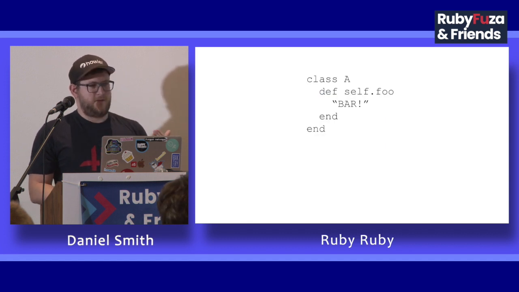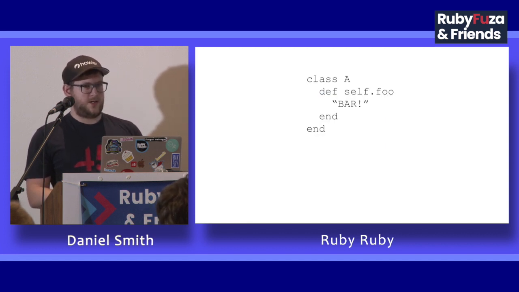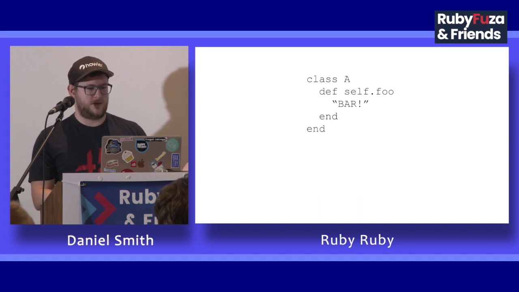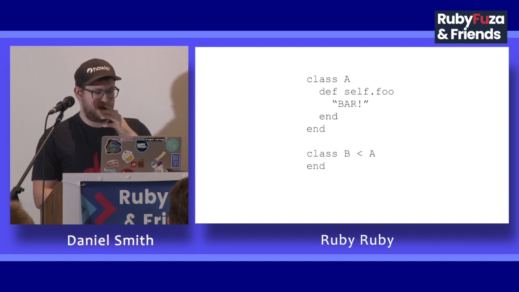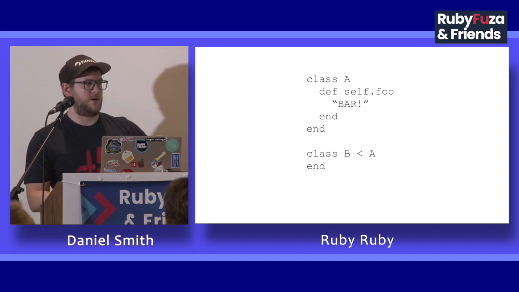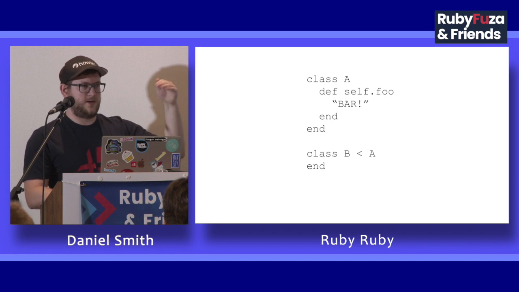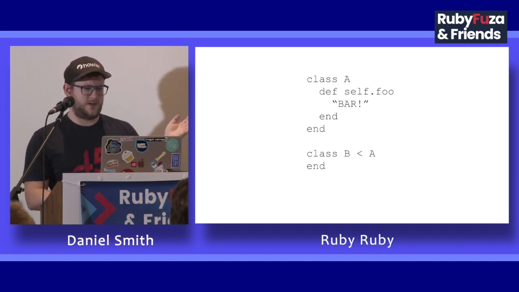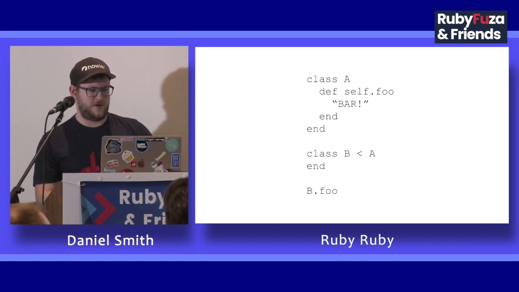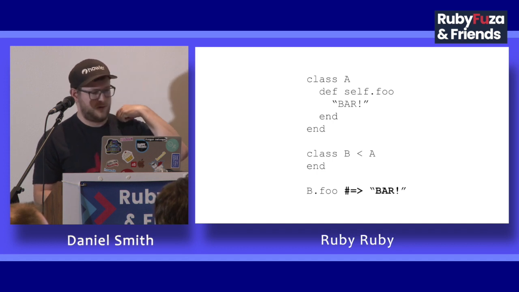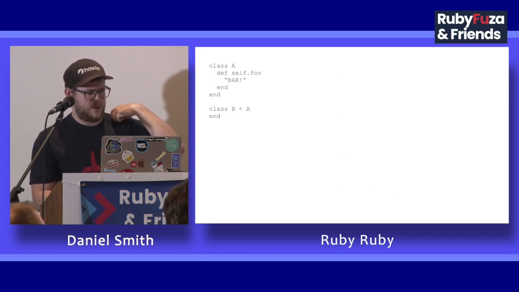Now there's the other kind of eigenclass, which is the class's eigenclass, which is called a metaclass. This allows you to do class methods, but they're actually instance methods on the class's eigenclass. And there's another catch. When you subclass a class that has a metaclass, it's got to inherit those things, so that when you call B.foo, it'll call foo. So, how's that going to work?